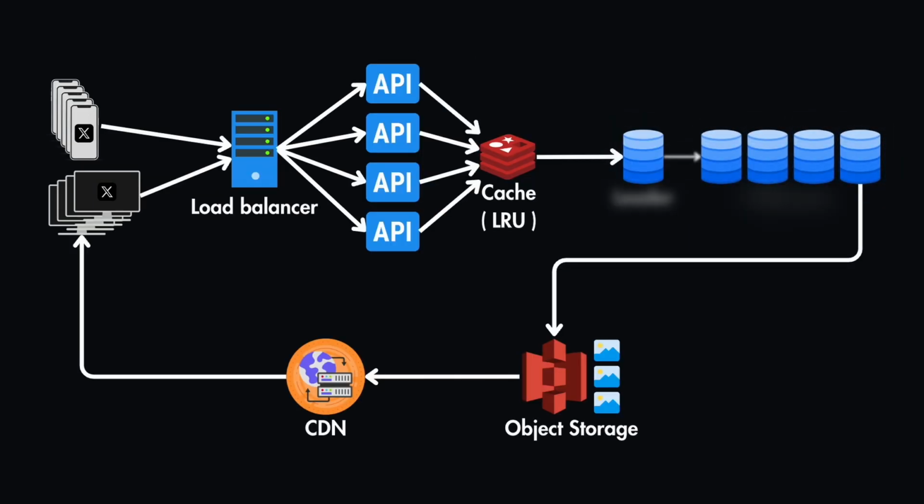And in addition to these replicas, we also have the caching layer that we are leveraging, and popular tweets and user profiles will be stored there. And this will also reduce the need to query the database for frequently accessed data.